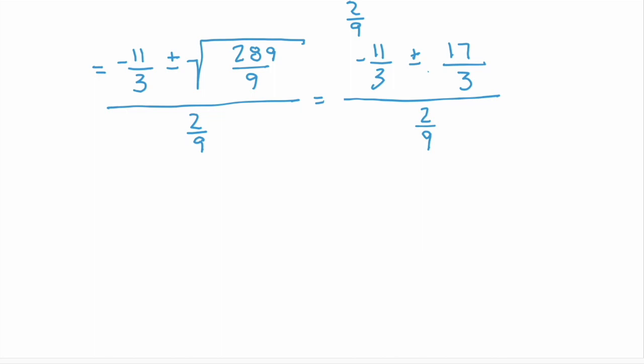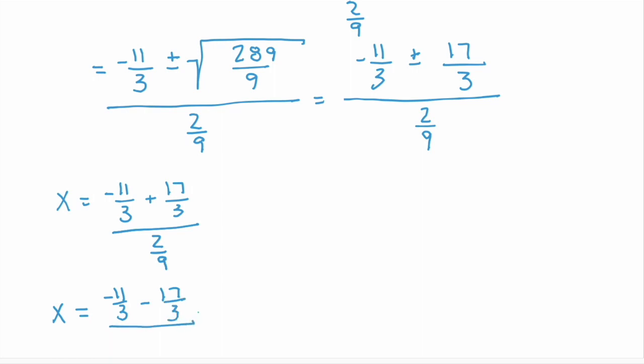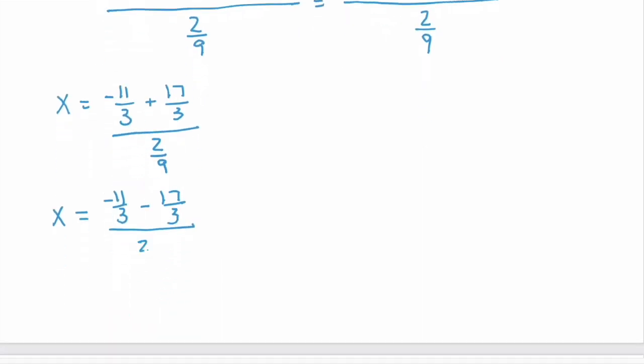Now we're at the point where we can separate this into those two possible solutions. The first is x equals negative 11/3 plus 17/3 over 2/9. And the second is x equals negative 11/3 minus 17/3 over 2/9. Okay, negative 11/3 plus 17/3 is going to be a positive 6/3 over 2/9.